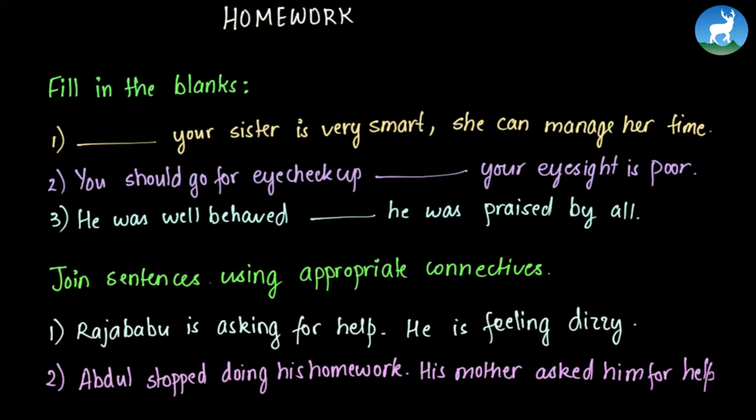And then we need to join sentences using appropriate connectives. First one is, Raja Babu is asking for help. He is feeling dizzy. So again, use a reasoning connective to join these two sentences. Next, Abdul stopped doing his homework. His mother asked him for help. So here you can use a resulting connective to join these sentences.